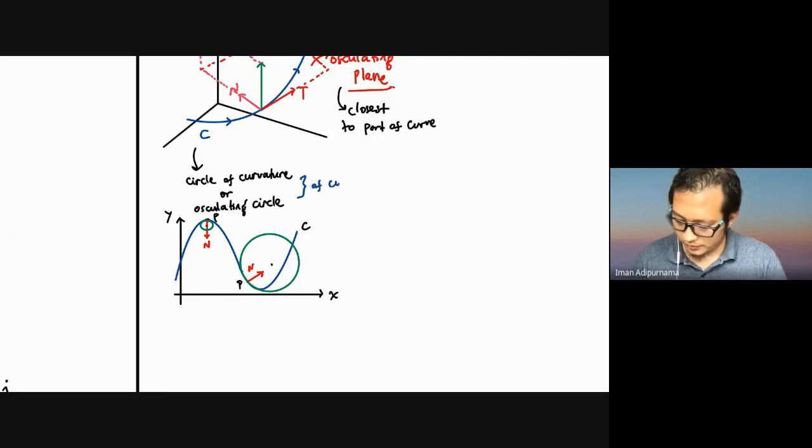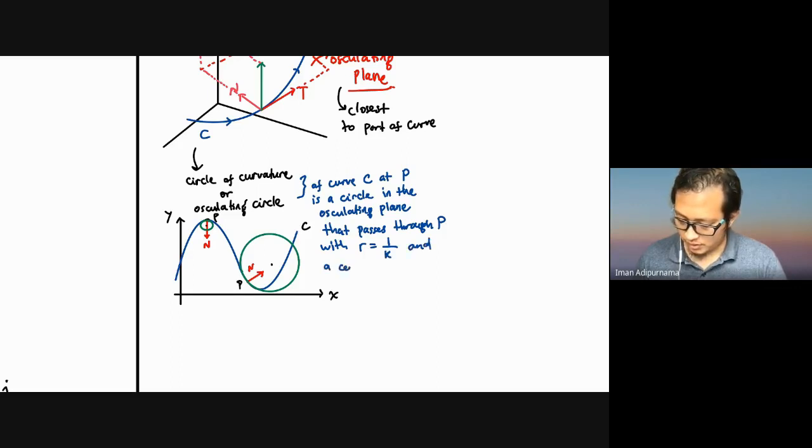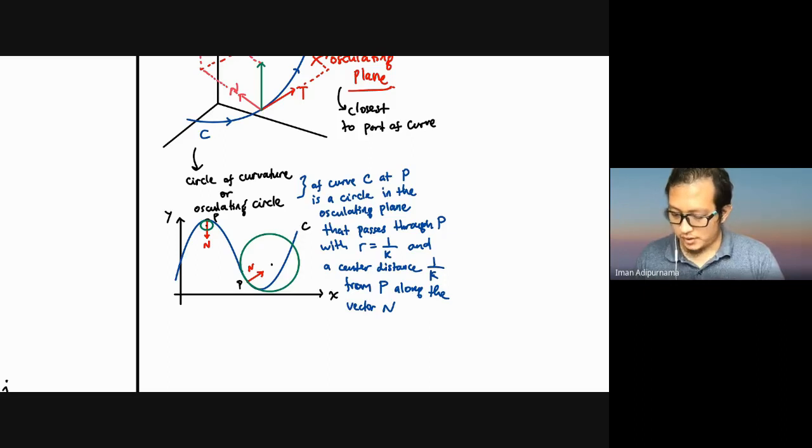So, the osculating circle of curve C at point P is a circle in the osculating plane that passes through point P with a radius equal to 1 over curvature, and a center at distance 1 over curvature from point P along the vector n. So which means that the radius will be dependent on the curvature.